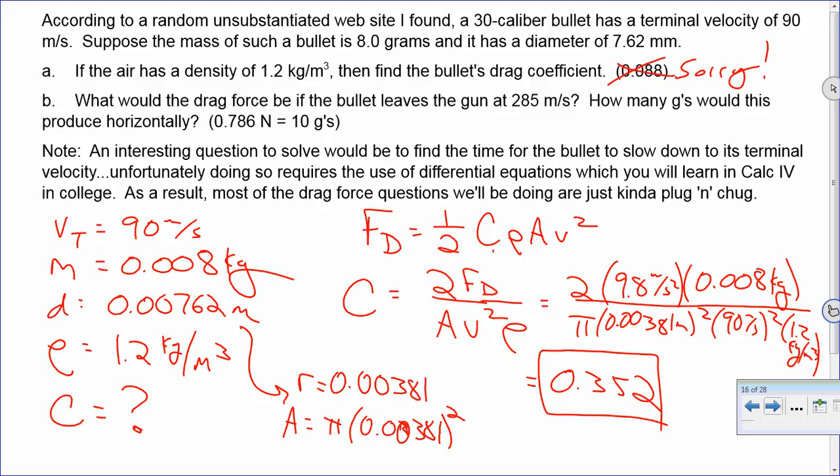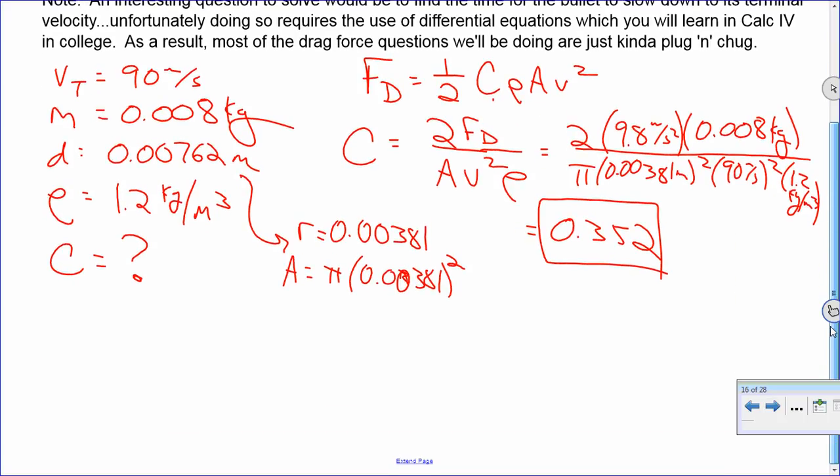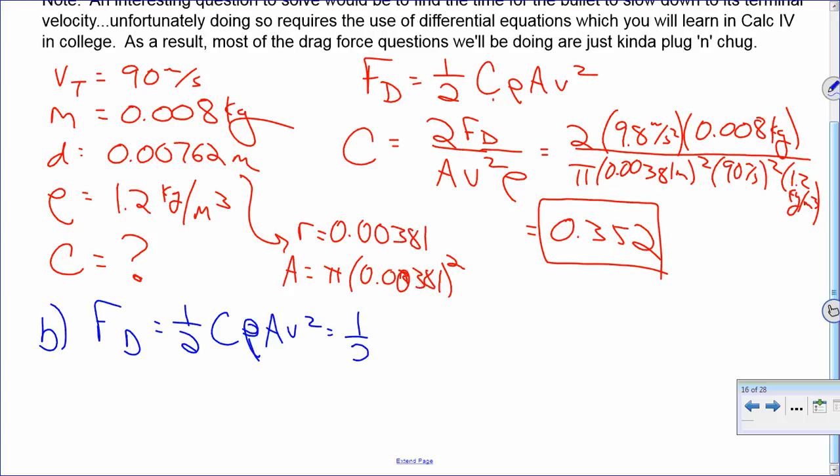All right, so for part B, we're going at 25 meters a second. We'll do B in blue. So drag force is 1/2 C rho A V squared. So 1/2 the coefficient we just found, it's 0.352. Oh, notice, sorry, I forgot to talk about this. The coefficient doesn't have units. It's just a ratio, like coefficient of friction. Okay. Let's see, our density is 1.2 kilograms per cubic meter.